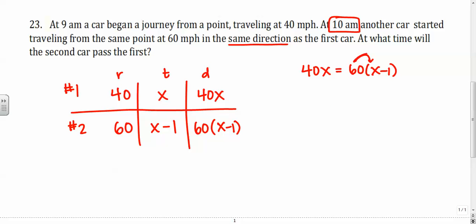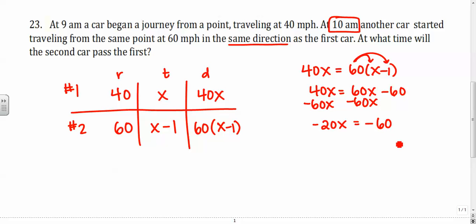So go ahead and distribute your 60. So 40x equals 60x minus 60. And then move all your x's together. I'm choosing to move the 60 x's over, which I really don't like to do normally because I get negative numbers. But if I had chosen to move the 40s over, then I've got a 0 there and an extra step involved. So I have negative 20x equals negative 60, divide by negative 20, and x equals 3.